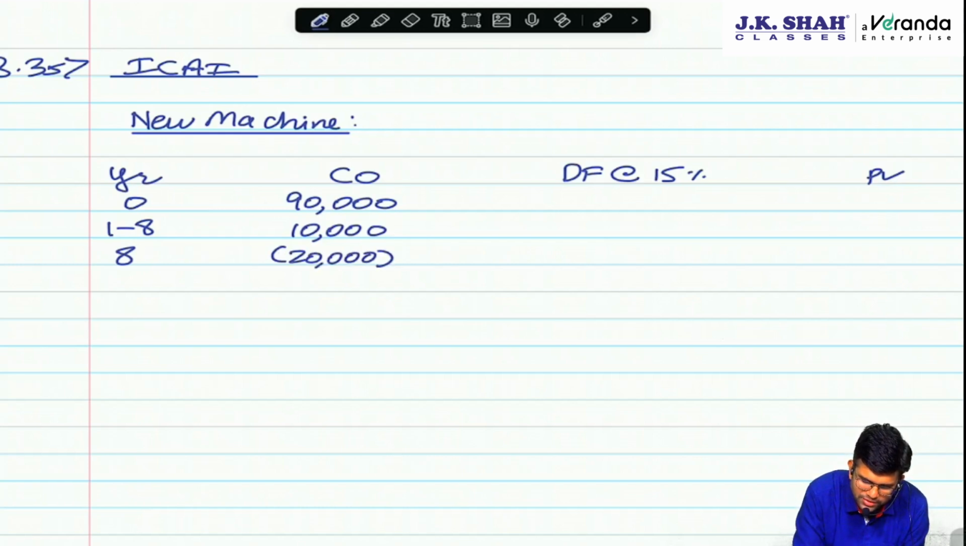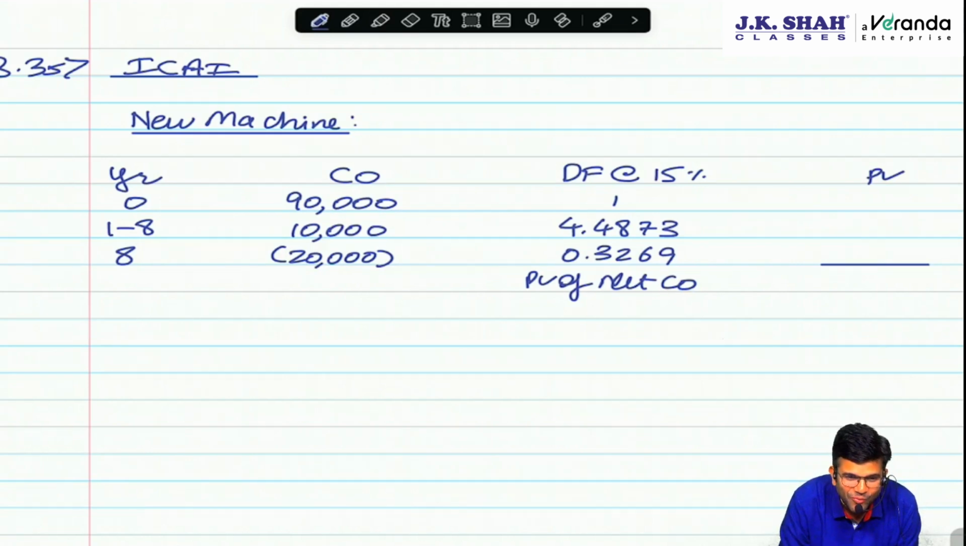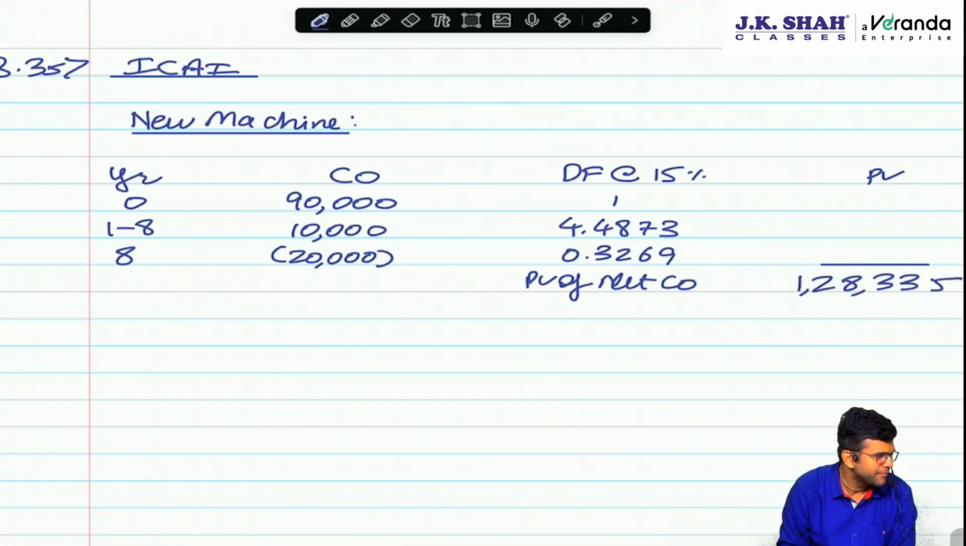Have they given you discounting factors in the question? Okay, annuity factor is 7.3. Discounting factor is 6.9. Somebody please give me this present value of net cash outflows. 128,335. Everyone clear? 128,335. Can I go ahead please?